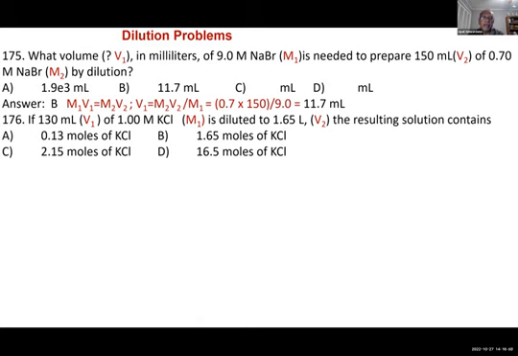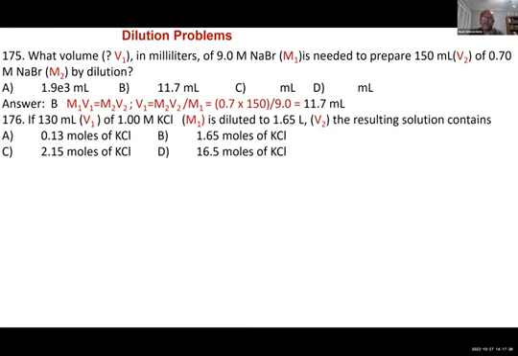For a dilution problem, V2 is always greater than V1, and M1 is greater than M2. Therefore, M1V1 is equal to M2V2. On these problems, I label which is V1, the initial volume, what volume is needed to prepare 150 milliliters of solution. M1 is the initial molarity, and this is M2, the second molarity. So you plug in, and you get the number of milliliters.